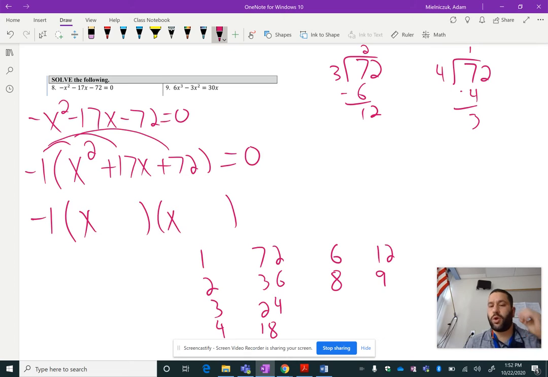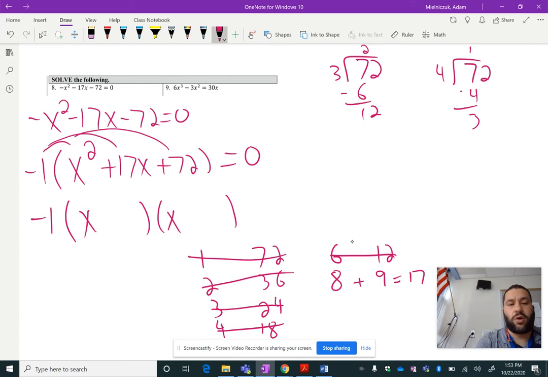When I add those up, which two are going to give me 17? Well, 1 and 72 won't. 2 and 36 won't. 3 and 24 won't. 4 and 18 won't. 6 and 12 won't. 8 plus 9 equals 17. Therefore, my final factored answer is negative 1 on the outside times x plus 8 times x plus 9.